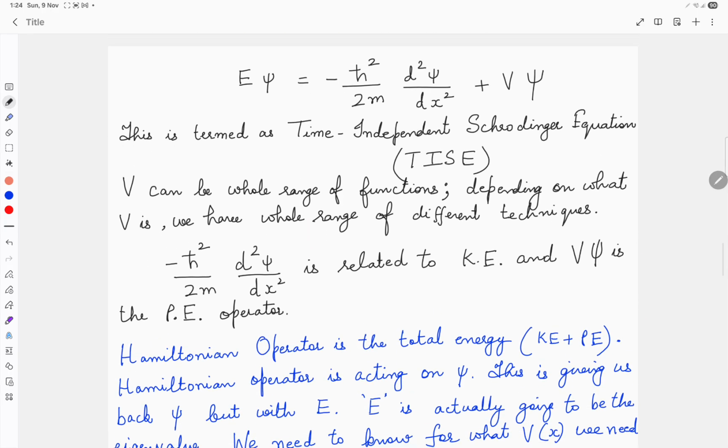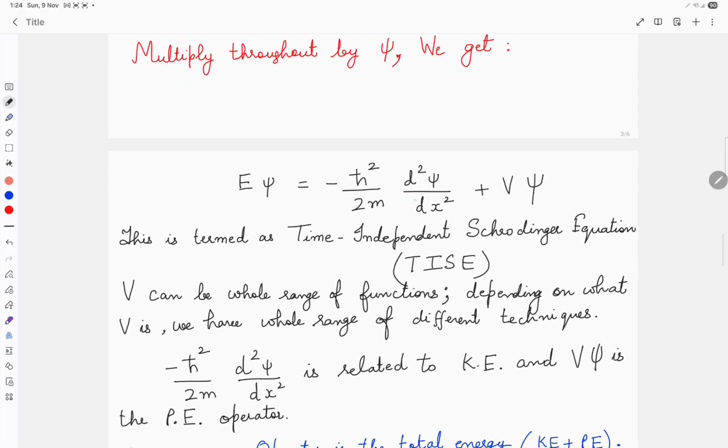Now this term, minus h cross square by 2m of the double derivative of psi with respect to x, is related to kinetic energy, and this is potential energy. We can prove that this term is actually half mv square. So this is the kinetic energy term, this is the potential energy term, and this is my total energy. That's how this equation, the time independent Schrodinger's equation, is there. We have to solve this equation to find out what psi is, so that we can get information about the system from the wave function.